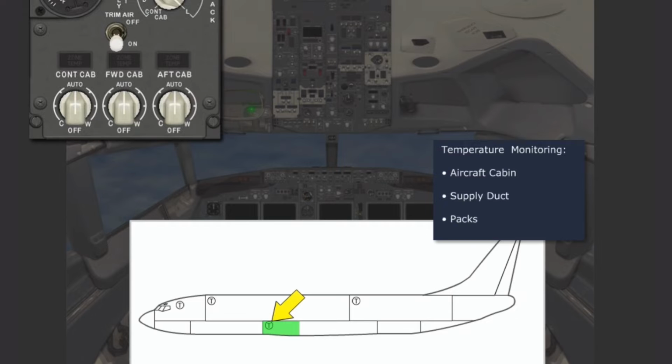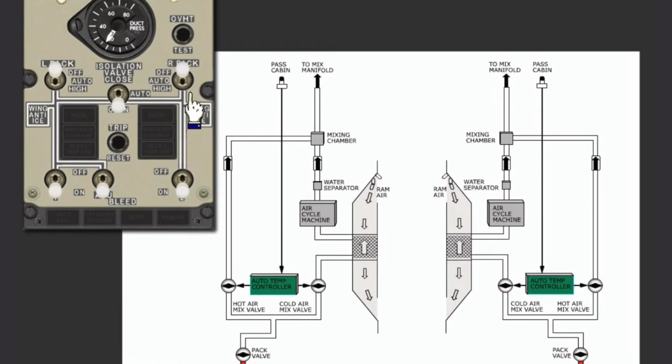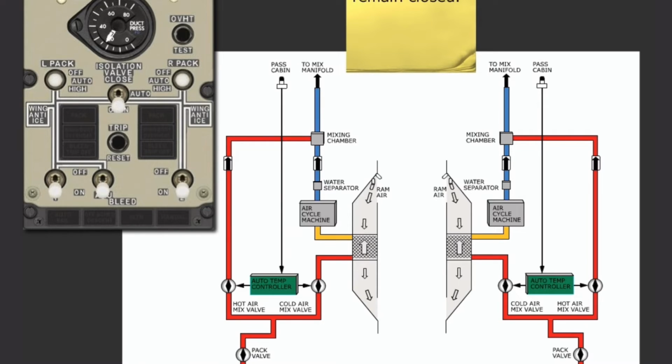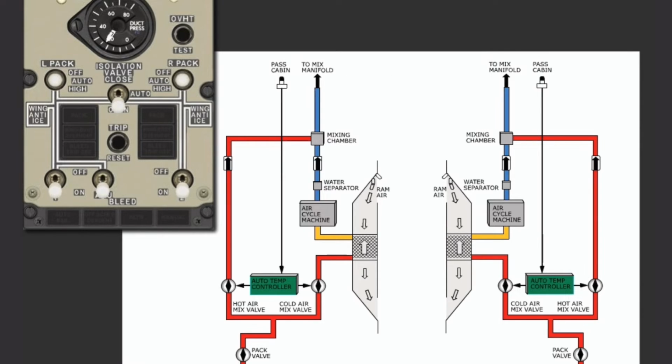This position displays the temperature of air just downstream of the selected air conditioning pack. When the pack switches are positioned to auto or high, the pack valves are signaled to open. The pack valves function as both flow control and shutoff valves. They are electrically actuated and pneumatically operated. These valves let a controlled amount of air flow from the pneumatic system into the air conditioning pack.